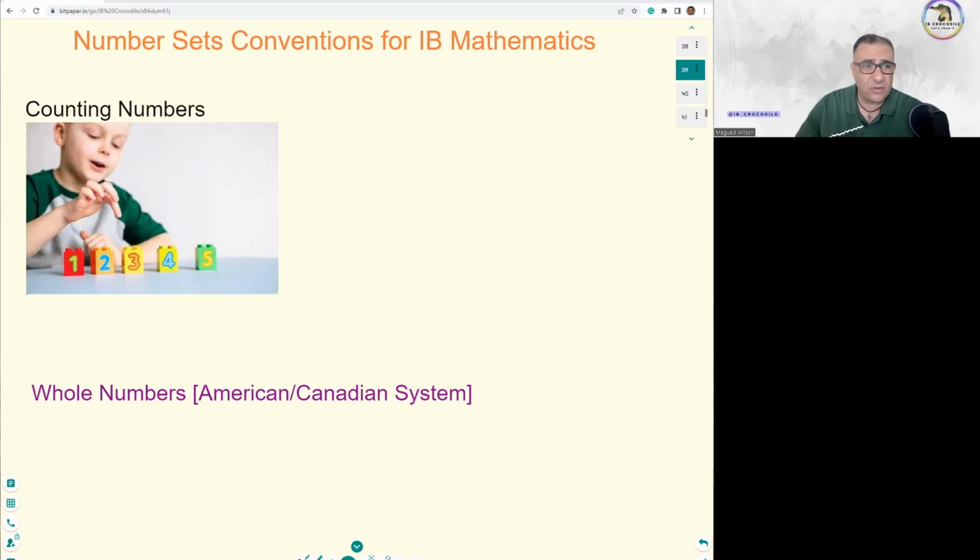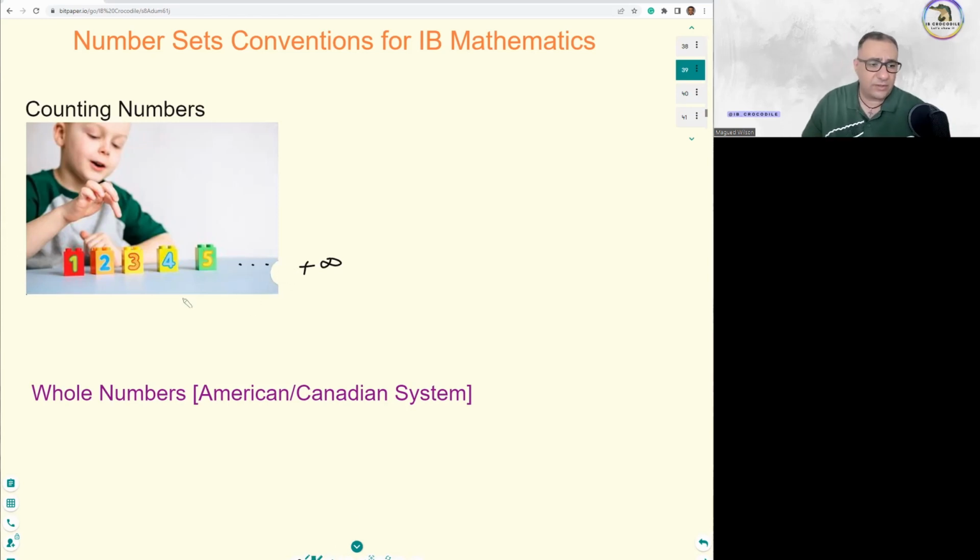So let's go through the number sets conventions together. The first set started way back when you started to count. I don't know at what age you started to count, but a long time ago. So you started to count. What did you start to say? 1, 2, 3, 4, and so on. So this set here is called the set of counting numbers. Counting numbers 1, 2, 3, until positive infinity.